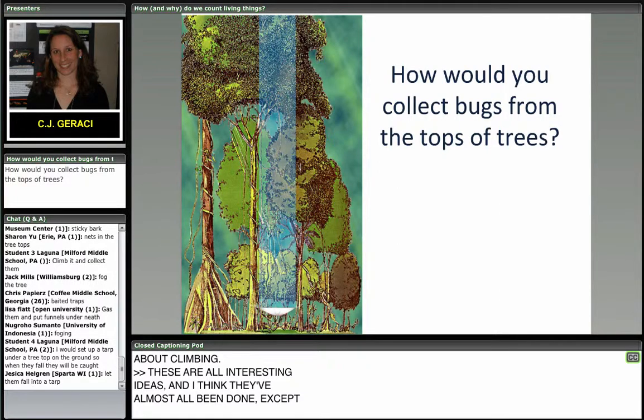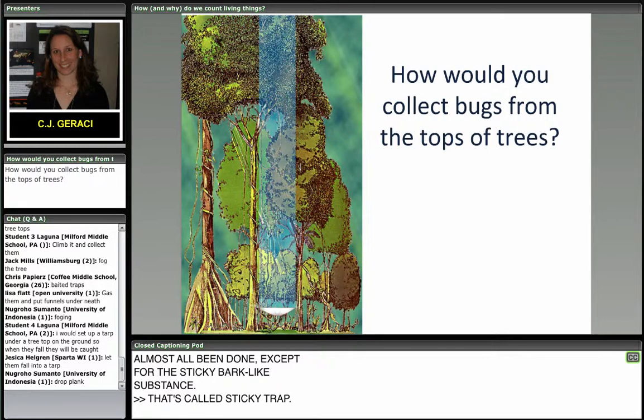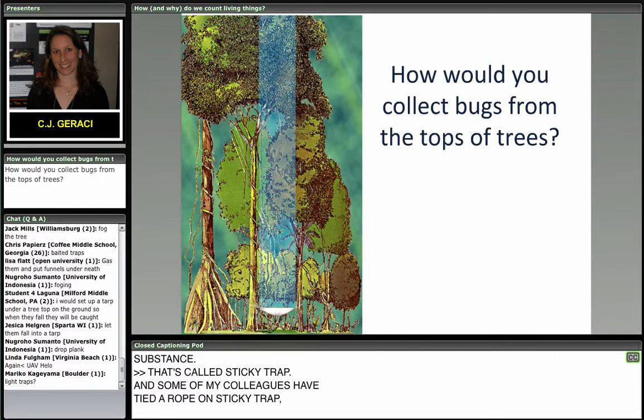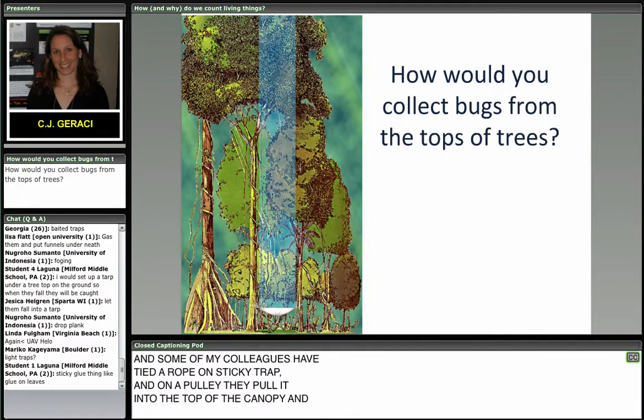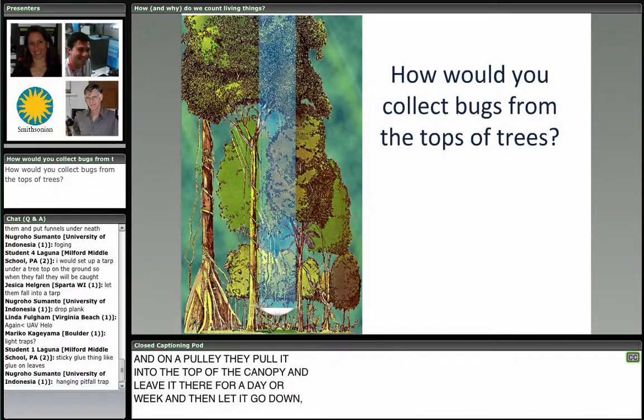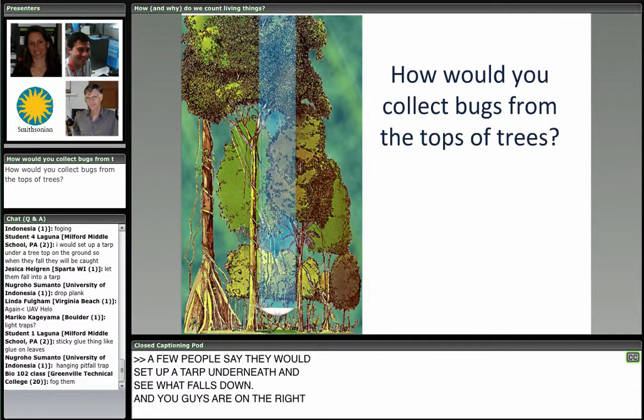Oh, and some of my colleagues have tied a rope on sticky trap, and on a pulley they pull it up into the top of the canopy and leave it there for perhaps a day or maybe a week, and then they let it go down, and then they investigate all the bugs that were flying and got stuck in the sticky trap. And I've seen a few people say that they would set up a tarp underneath and see what falls down. And you guys are on the right track for what Terry did in this project. So how would you get the bugs to fall down into the tarp? That's the next question. What would you guys use?